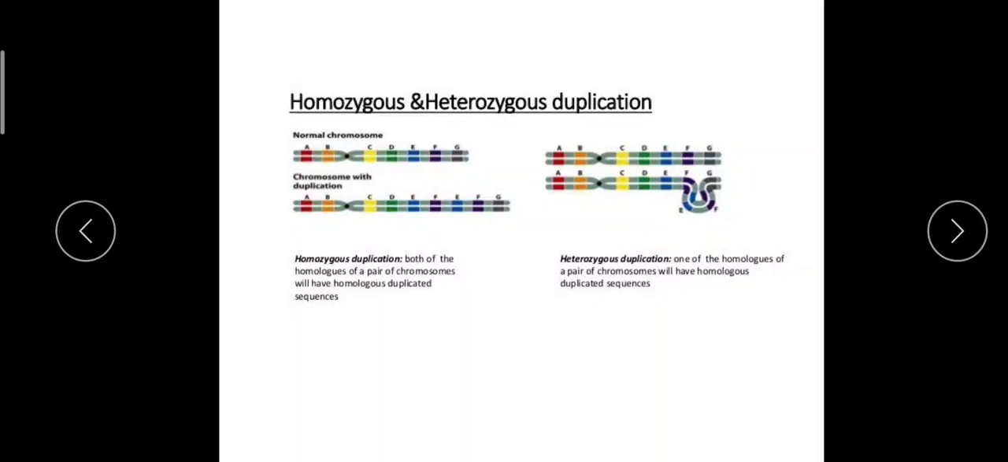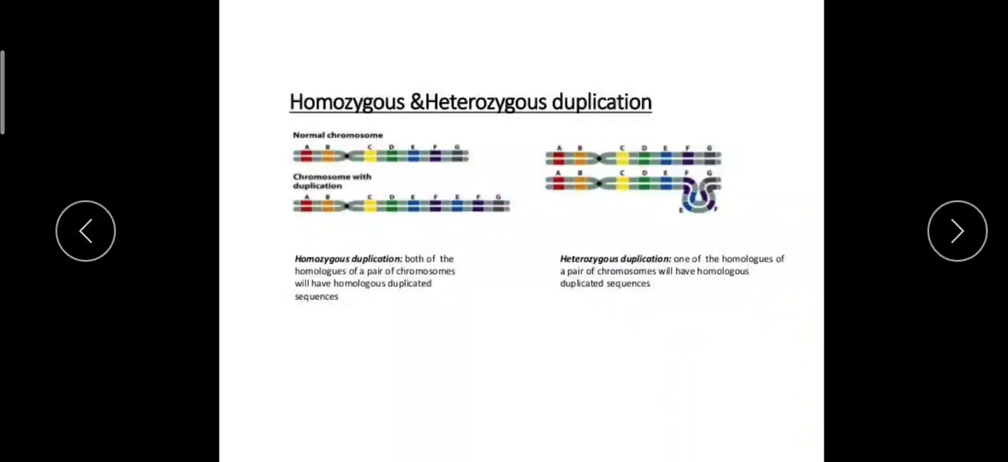In the former one, that is homozygous, both the homologs of a pair of chromosomes will have the homologous duplicated sequence. If the duplicated segment is present in both homologs of a pair, then we call it homozygous duplication. In heterozygous duplication, what happens? Here the duplicate copy is found in only one of the pair. Only one homologue will have the duplicated copy. That type of duplication is called heterozygous duplication.